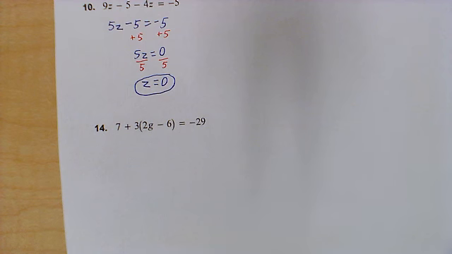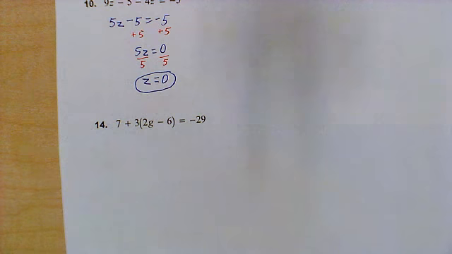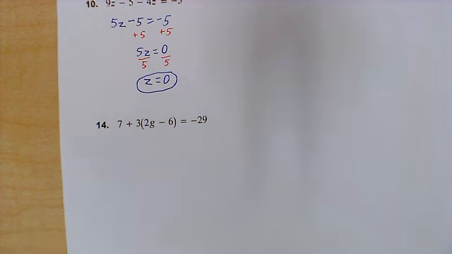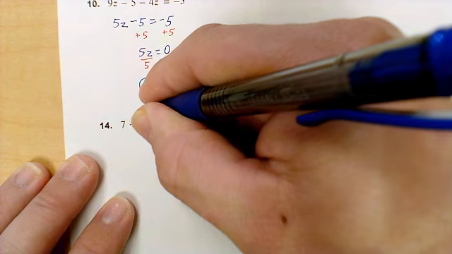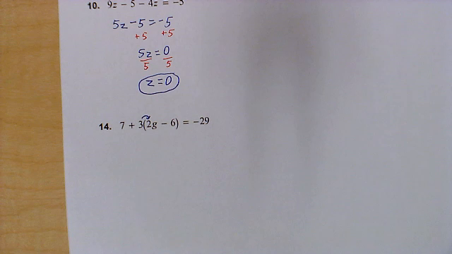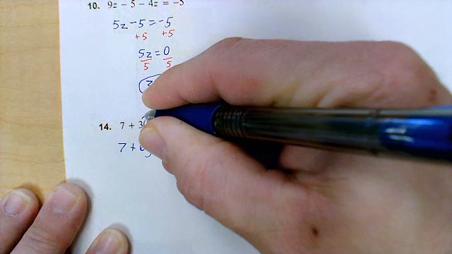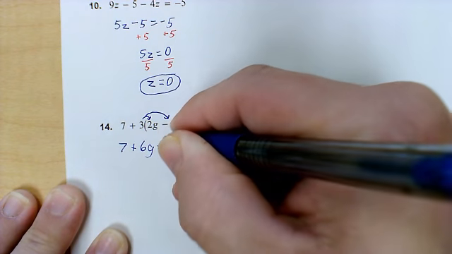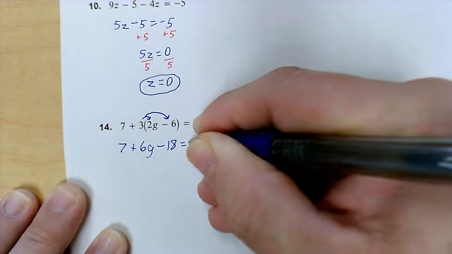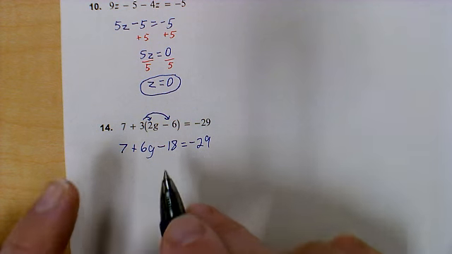All right, on the last one for this lesson that I'm going over in this video, we're going to see yet again where we have to simplify one of the sides of the equation. So I'm going to have to actually use the distributive property here with the positive 3. So I'm going to have 7 plus 3 times 2g is 6g, and 3 multiplies negative 6 to become negative 18, equals negative 29.